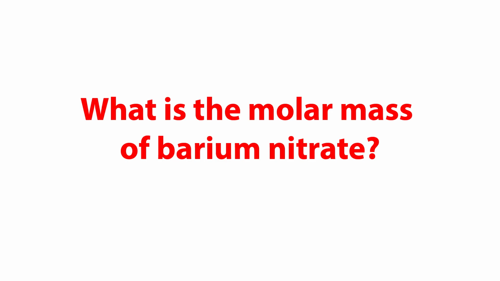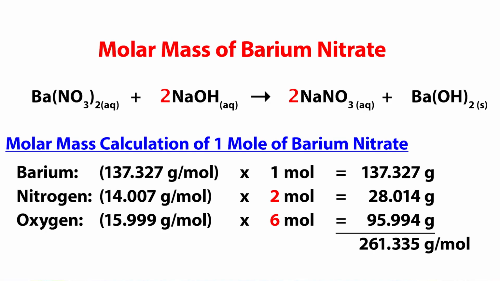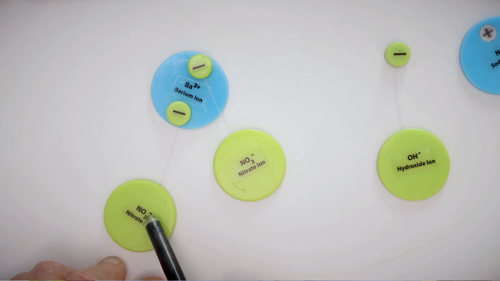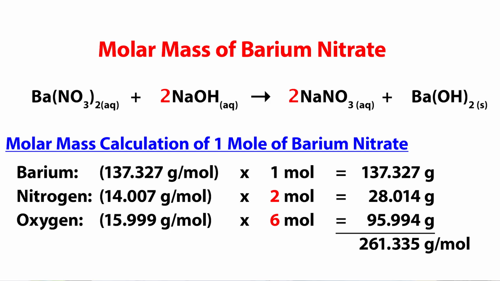Let's start with the molar mass of barium nitrate. Let's look at the Ionic Bond Disc Model to help with this. Okay? So we have one barium. Barium weighs 137 grams roughly. Nitrogen weighs 14 grams roughly, and oxygen is about 16. Well, 16 times 3, and 3 is 6. 16 times 6 is 96, and 14 times 2 is 28, plus the barium. The total weighs 261 grams, roughly.